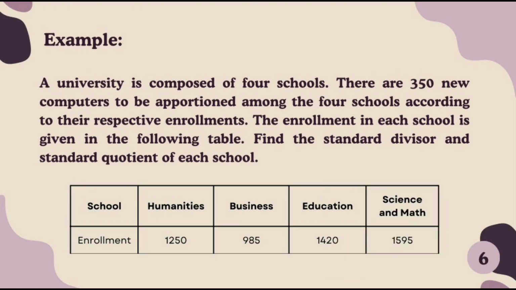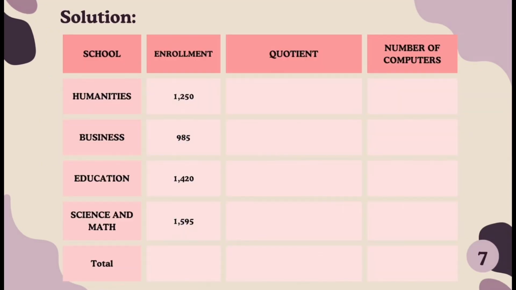So in the table below, there are humanities having 1,250 enrollment, business having 985 enrollment, education having 1,420 enrollment, and science and math having 1,595 enrollment. To find the divisor, we need to divide the total enrollment by the total number of new computers. So the result would be 15.